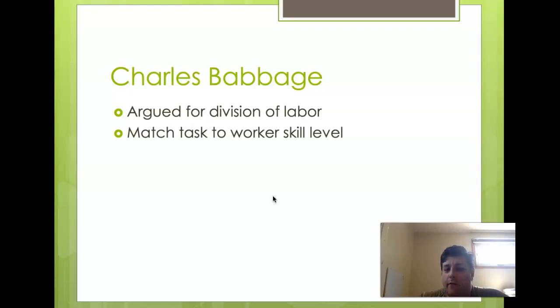Charles Babbage took this a step further. He also argued for the division of labor, but he also thought the worker should be matched to a task based on his or her skill level. The implications of this are pretty frightening as well, because why would you have a highly educated, highly trained person doing something that could be done by a person who didn't require the same amount of training? Babbage's idea was that you just train people on what they need to know, which cuts down on training costs and time, and then allows that worker to do those tasks and develop a proficiency in that given task.